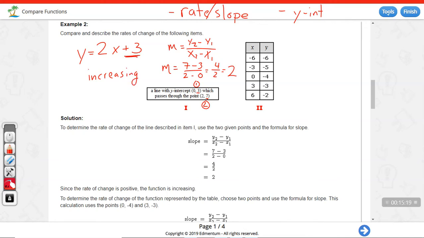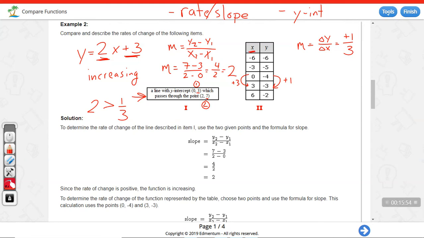Let's take a look at my table to find those same pieces there. Pick any 2 points you want. I'm going to go from -4 to -3. I'm going up 1. And from 0 to 3, I'm going up 3. So my slope, change in y over change in x, is up 1 over 3. In other words, 1/3. All right, so it is increasing. Which one's increasing at a faster rate? Well, the situation they gave us in function 1 is increasing faster because 2 is greater than 1/3.